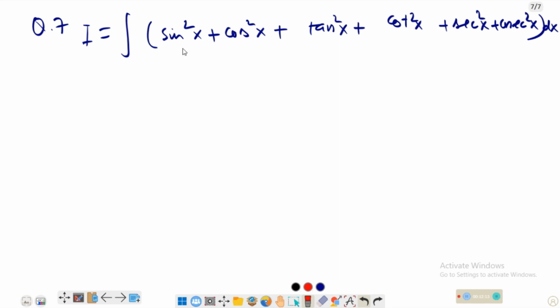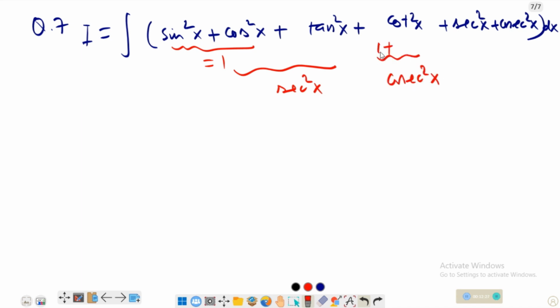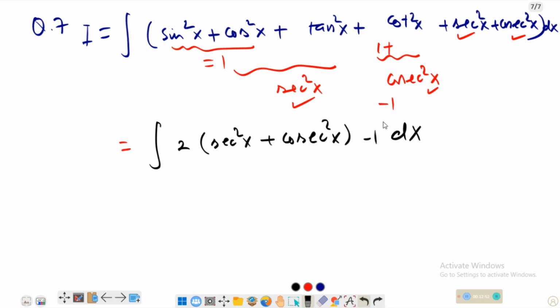So we know sin square x plus cos square x is equal to 1, and 1 plus tan square x is equal to sec square x. And 1 plus cot square x is equal to cosec square x, so we add 1, so we subtract 1. So there are 2 sec square x and 2 cosec square x. So this integral becomes the integral of 2 sec square x plus cosec square x minus 1 dx.